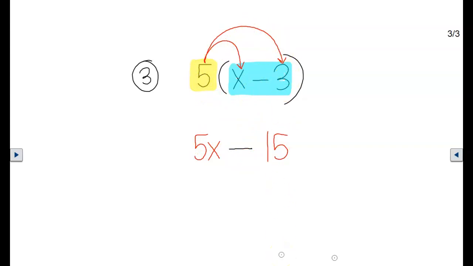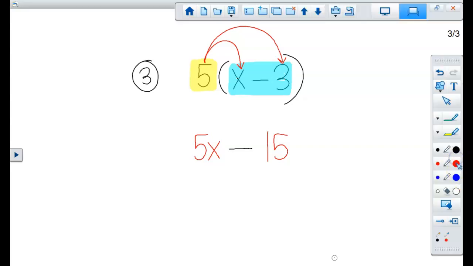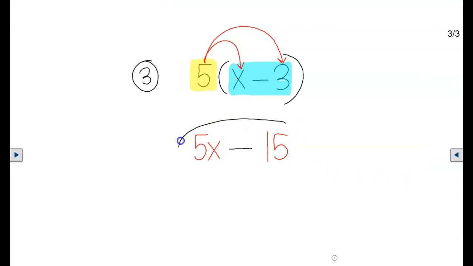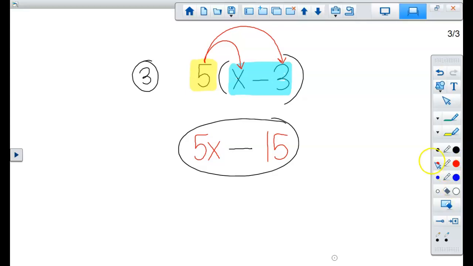So that number that is outside the parentheses always gets multiplied by every member of the group. It always gets distributed or given to every member of the group. Now 5x minus 15 would be your final answer because here I can't subtract. I don't know how much 5 times x is, so I can't subtract 15 from it. So I just stop there. 5x minus 15 would be my answer.